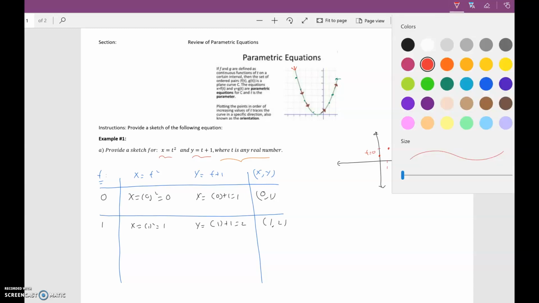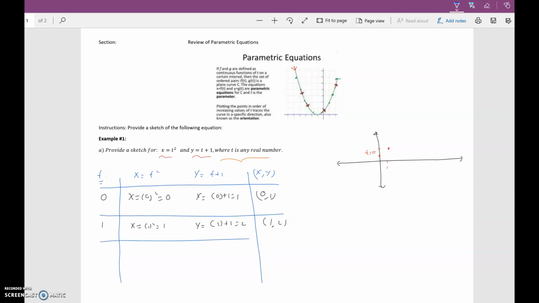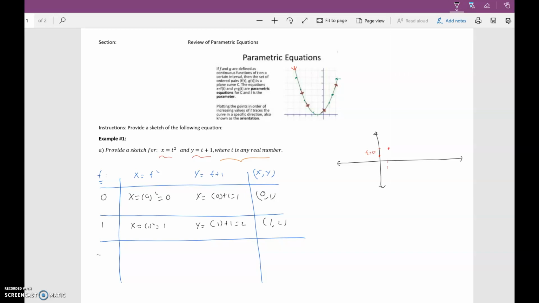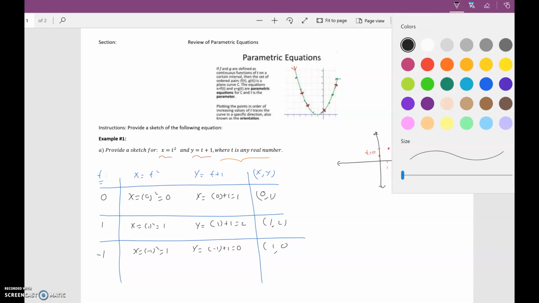And then let me select a negative value. In this situation, negatives are actually okay to use. We may have some problems where you can only use positive values since t most likely represents time. So for this one, we're looking at negative 1. So your x is equal to negative 1 squared, which is 1. Your y is equal to negative 1 plus 1, which is 0. So the coordinate point is 1, 0, which is going to be here.